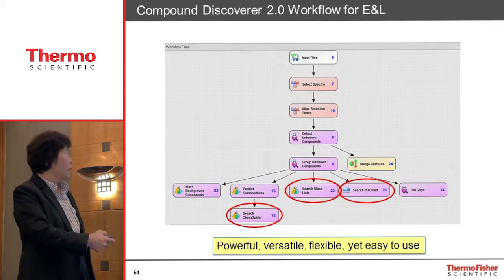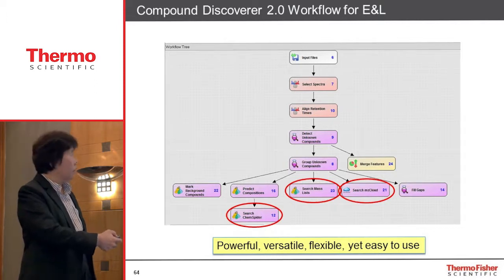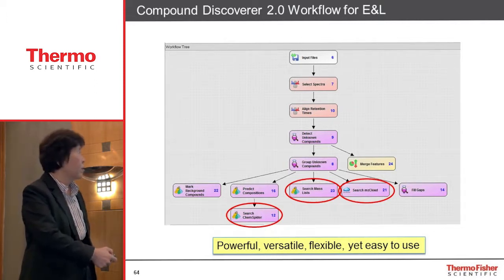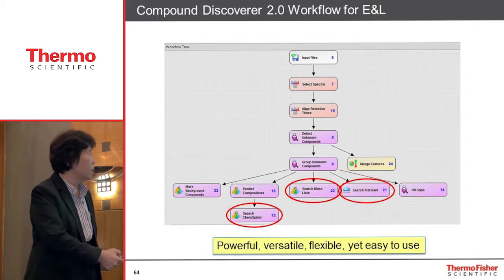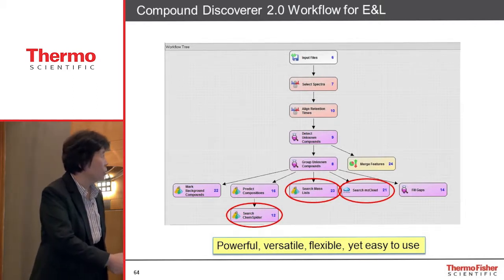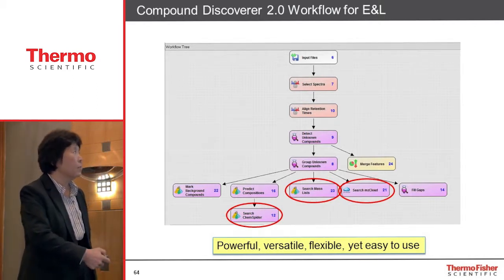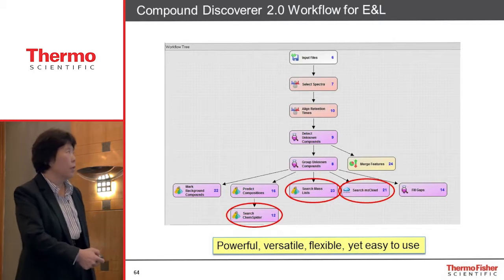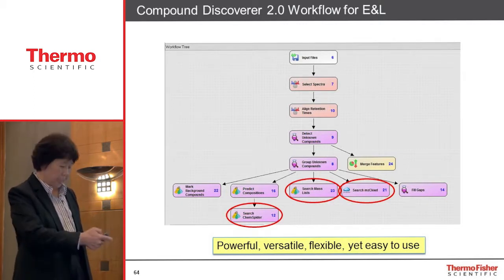I want to say this: we have ChemSpider, the mass list search, and the mzCloud search incorporated. So this is excellent for E&L unknown impurity ID.